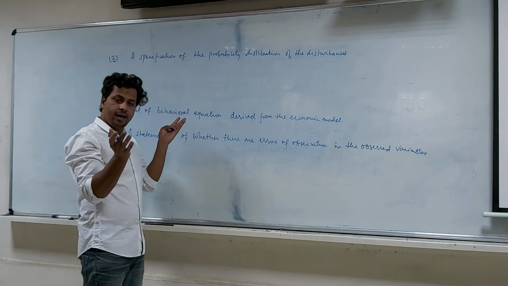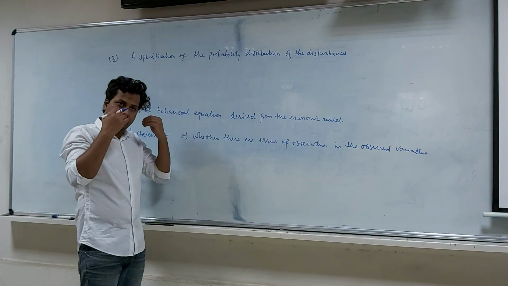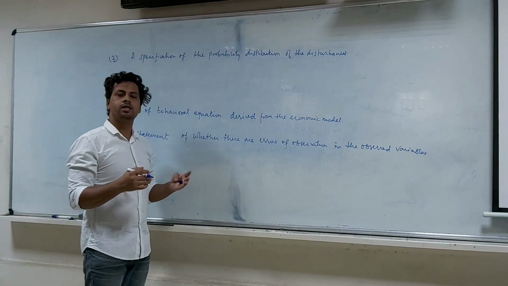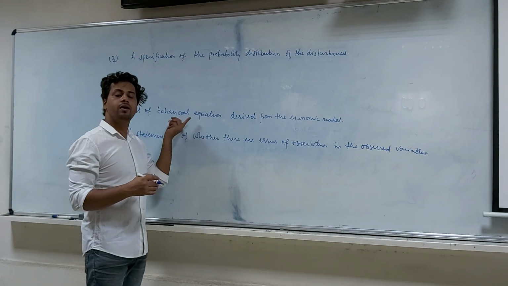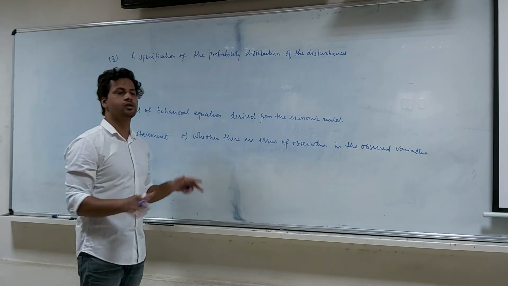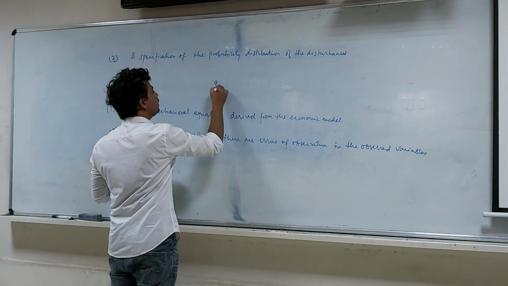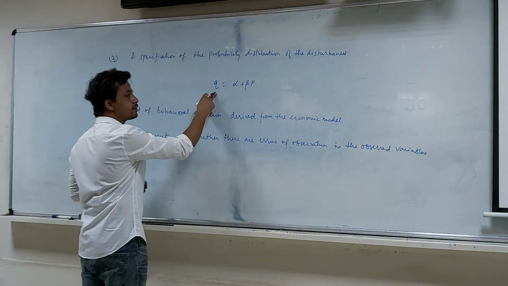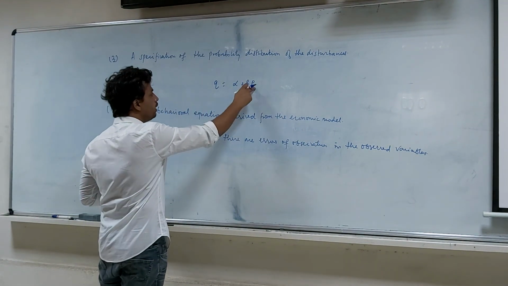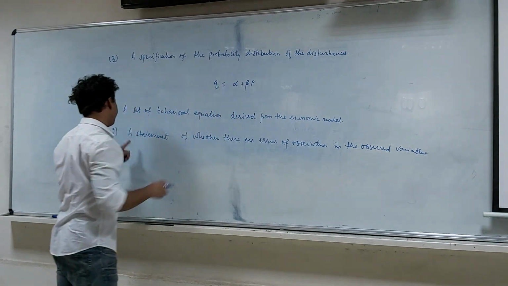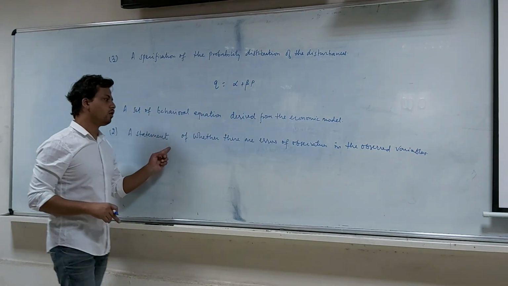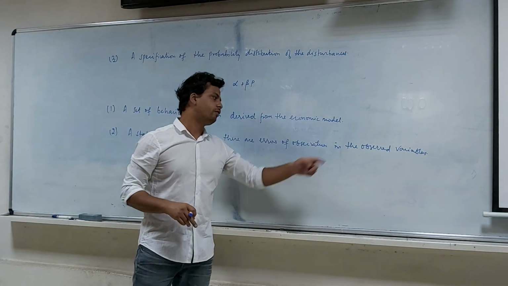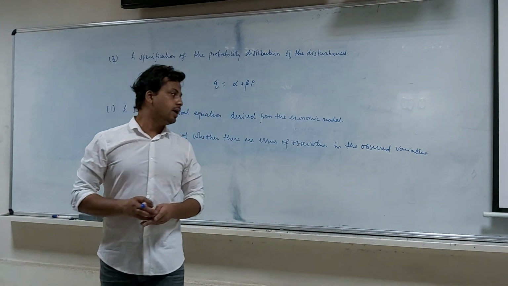So how do I first make an econometric model? I'll have a set of behavioral equations on this. I write it as Q = alpha + beta P. Q stands for quantity demanded of the commodity, P stands for price of that commodity. Second thing is a statement of whether there are errors of observation in the observed variables.